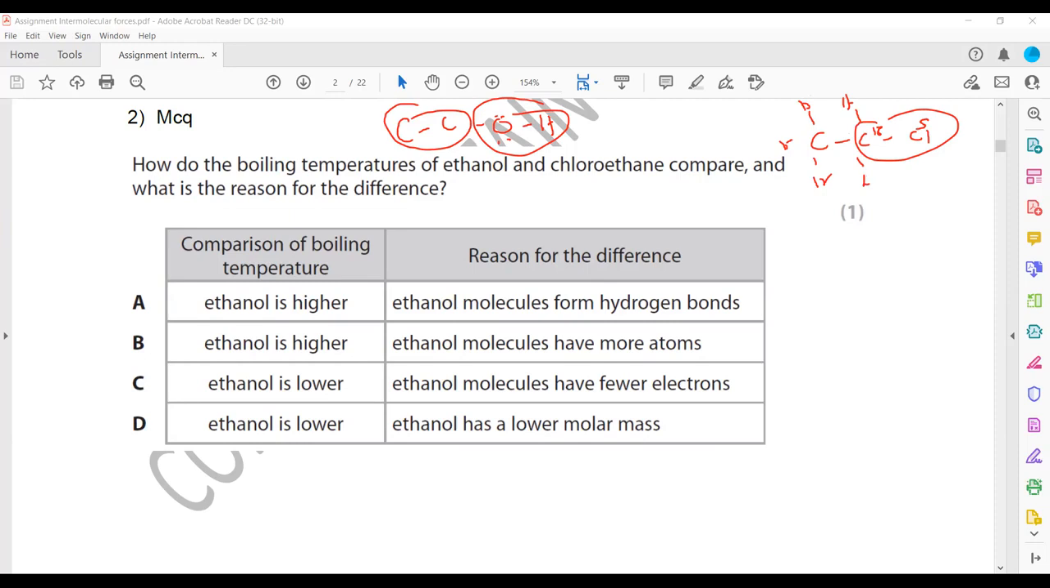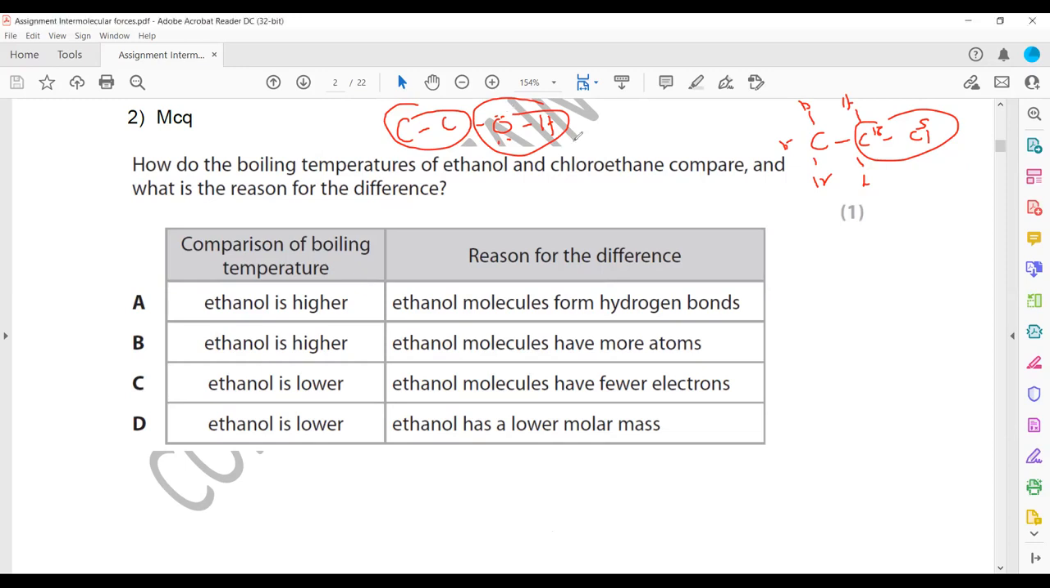As we know, when we compare intermolecular forces, if the same number of electrons are there in the system, hydrogen bonds are stronger than dipole dipole force, and dipole dipole force is stronger than dipole induced dipole. But as the number of electrons increases, the dipole induced dipole force will also increase.